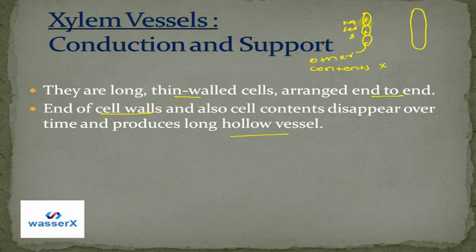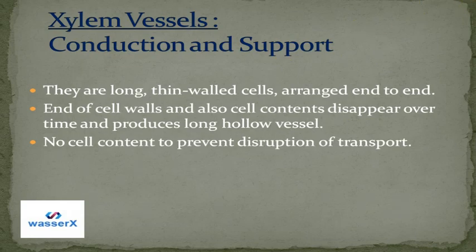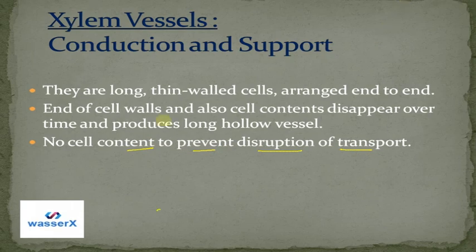So their cell walls, these walls that were separating each other, and their cell contents that were inside the cell, their cell structures, their nutrients, the water that they were transporting, everything disappears and they form a long hollow vessel. So this is how they help in conduction and support. The next is that there is no cell content to prevent disruption of the transport, right?